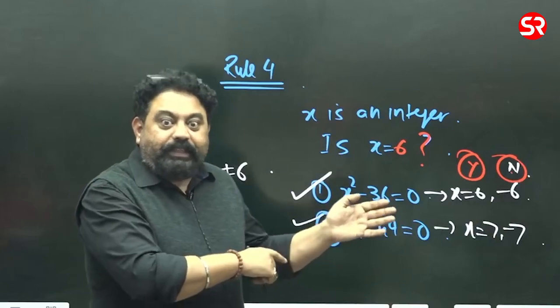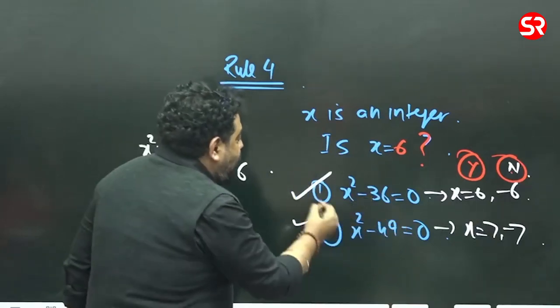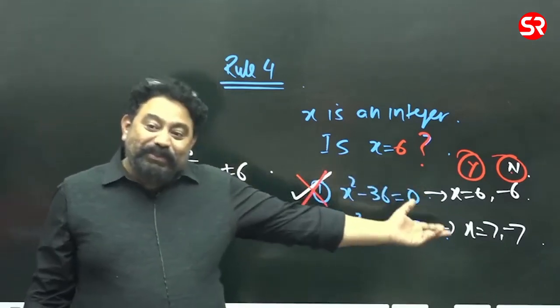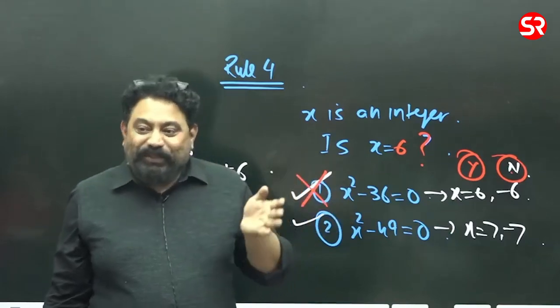Do you have a girlfriend? Yes sir, no sir. Not possible, right? So first is not giving you answer now, because it is giving you two answers, either yes or no. Answer has to be only yes or only no.